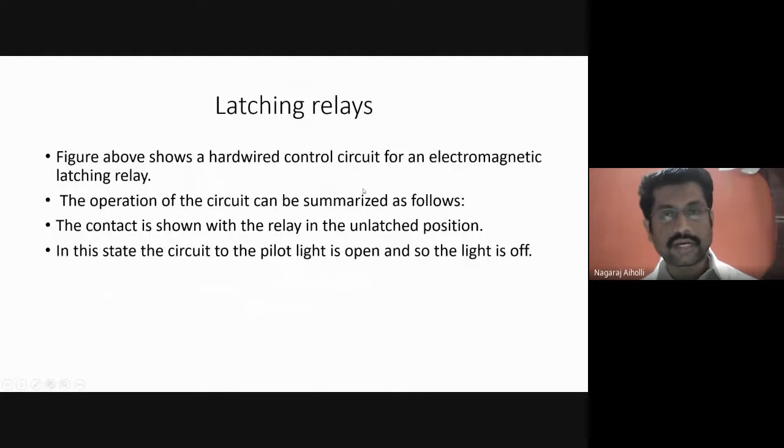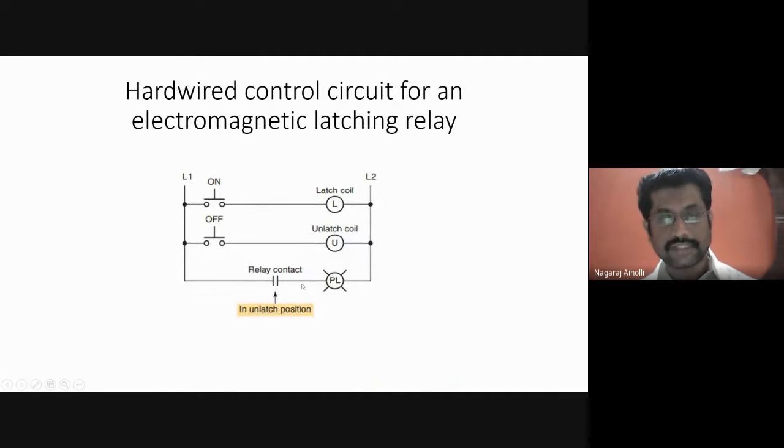The above figure shows a hardwired control circuit for an electromagnetic latching relay. The operation is as follows. Contact is shown with the relay in the unlatched position. In this state, the circuit to the pilot light is open and so the light is off. The contact here is in open state and hence the pilot light will be in the off state.